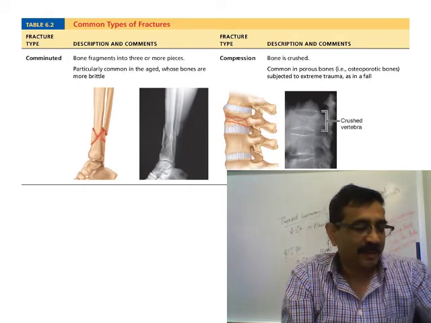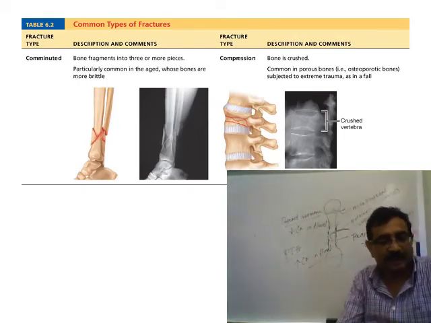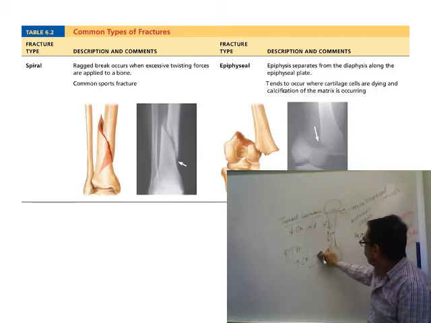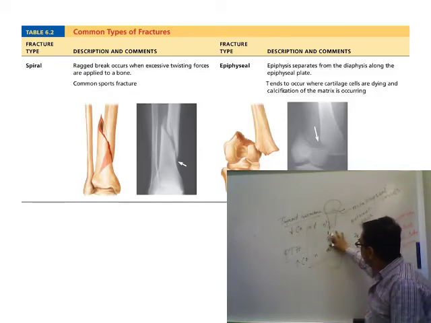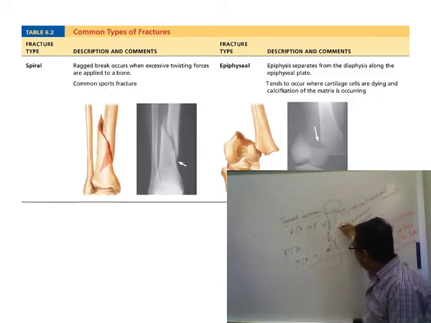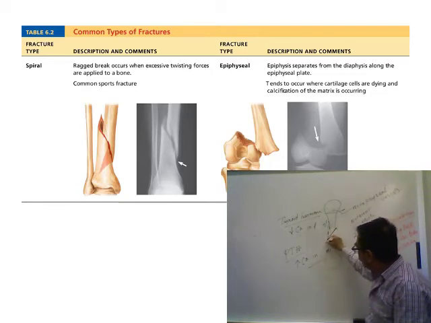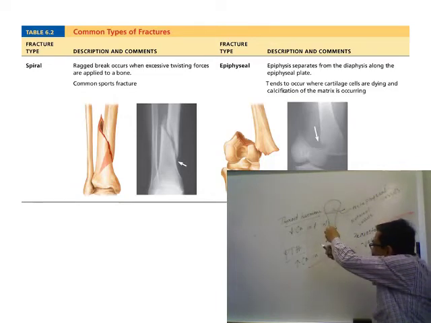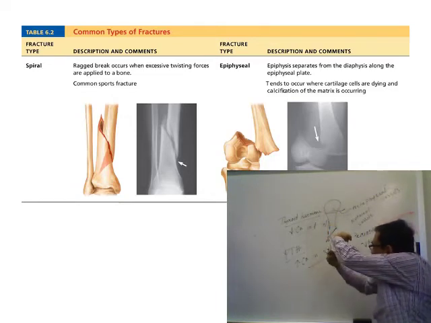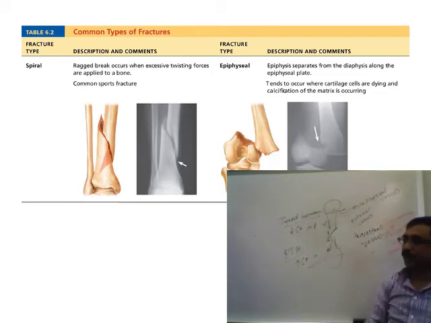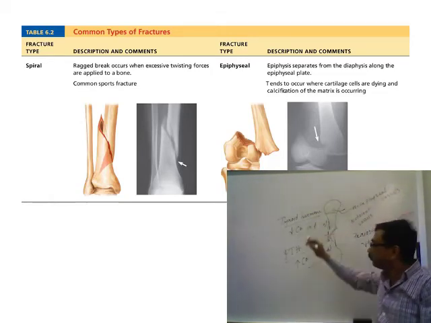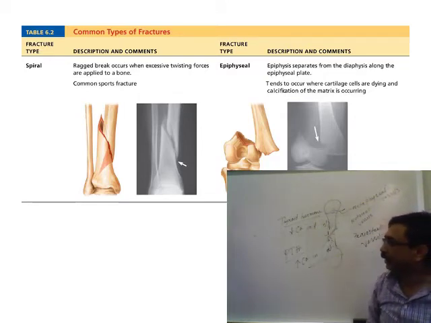Spiral, a single fracture, and it looks oblique, not like transverse. It is an oblique fracture like this. It usually happens due to twisting pressure. This kind of pressure will cause a spiral fracture, oblique, not transverse. Okay? That is the spiral.